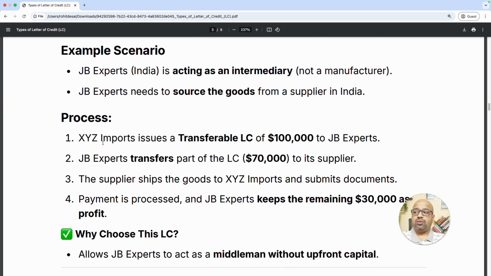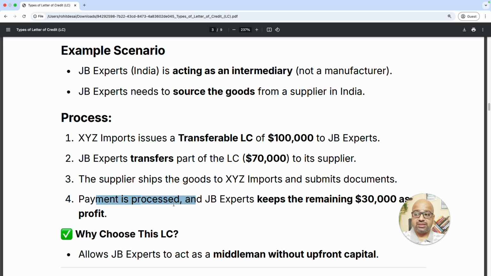Okay, then what I'll do is the exporter gives me a transferable LC of $100,000, and then JB Experts keeps its profit and gives a local LC to a supplier in India who manufactures the terry towels. So soon as he gets the LC, he starts manufacturing it and supplies the goods to XYZ Importers and submits the documents to his bank, and then later those documents go to the buyer's bank, and then the buyer's payment will be processed.